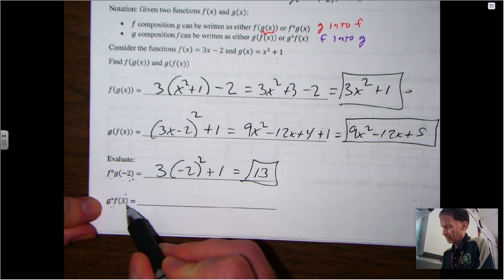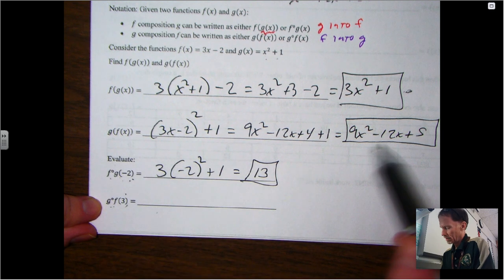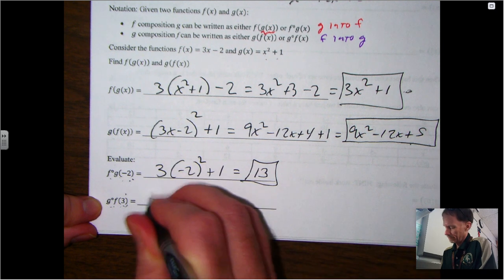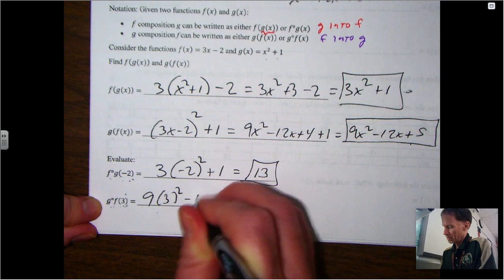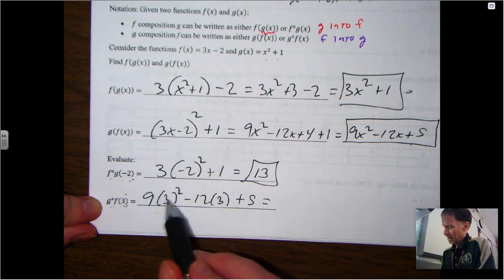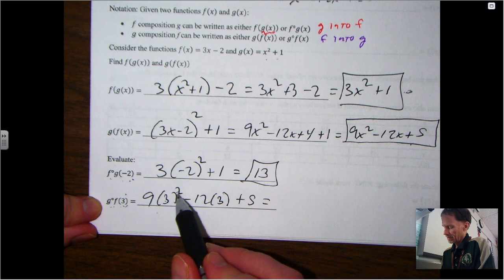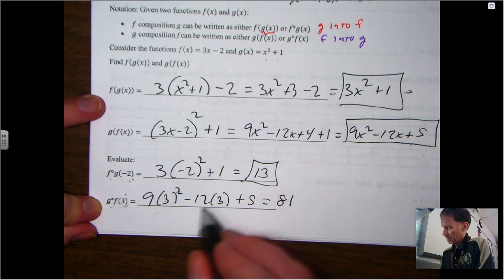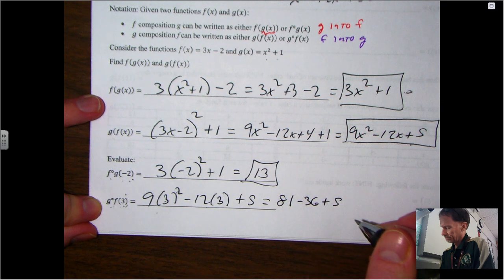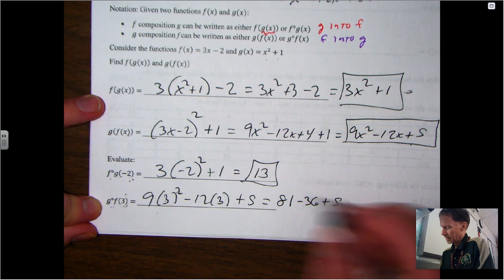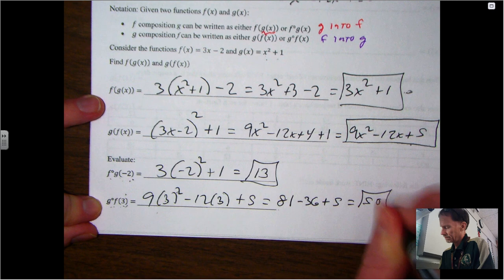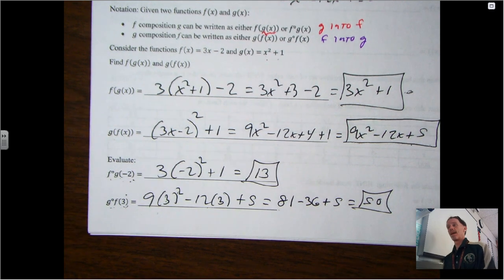Same thing on this one, g at f of 3. That's the same thing as saying g of f of x. So I'm going to take 3 and plug into this whole function here. 9 times 3 squared minus 12 times 3 plus 5. So 3 squared is 9. 9 times 9 is 81. Minus 36 plus 5. And let's see here. That's 81. Plus 5 is 86. Minus 36 is 50. Okay, so that's your composition.